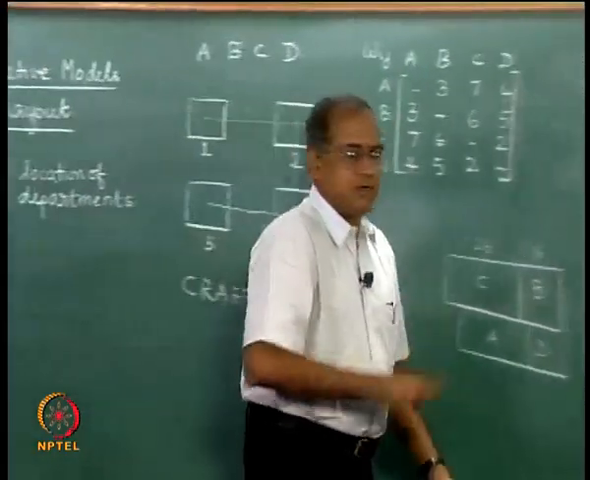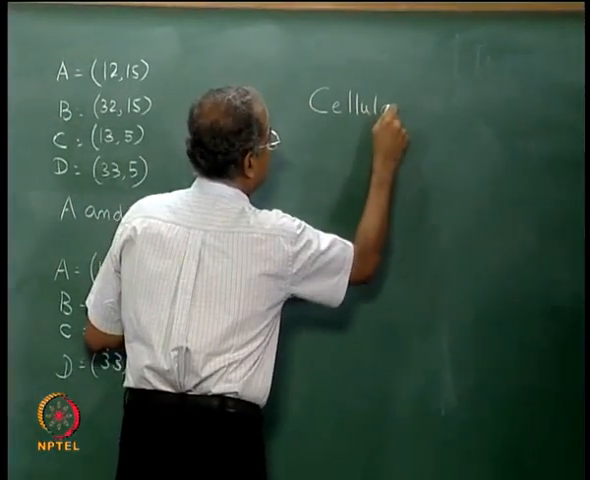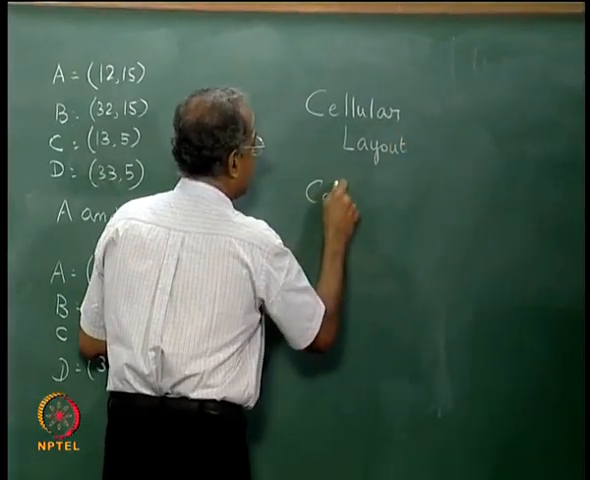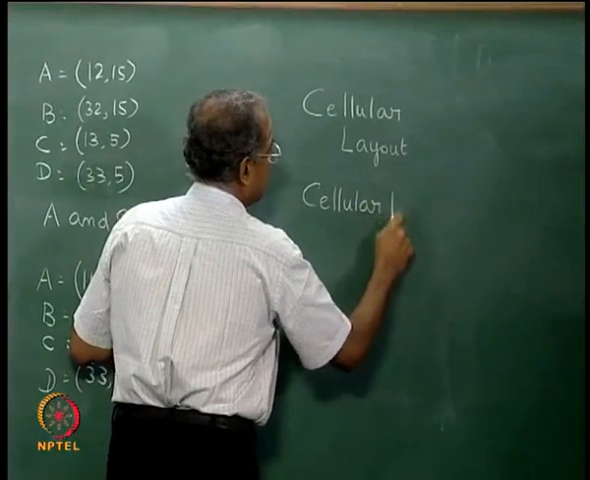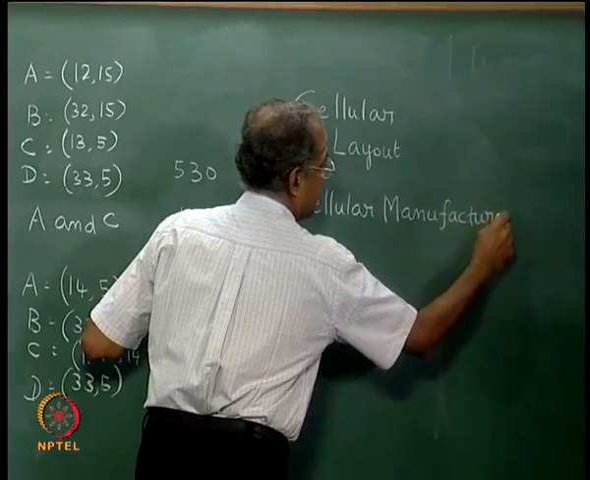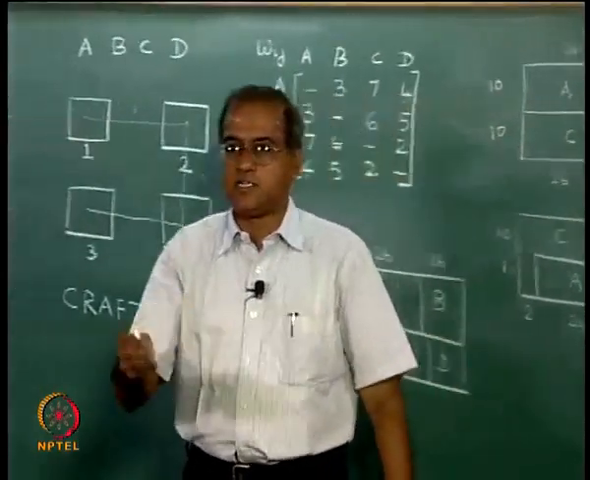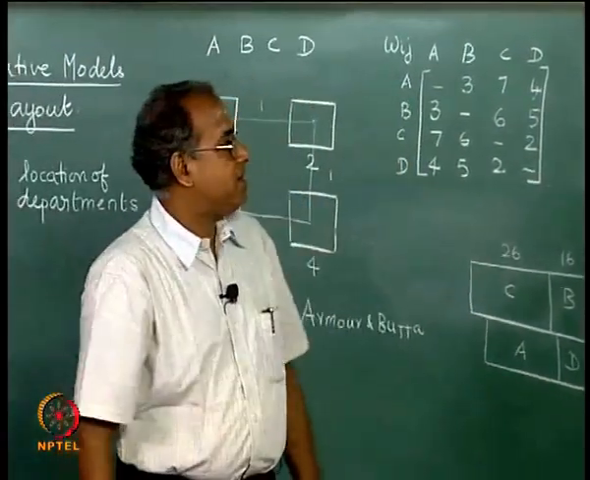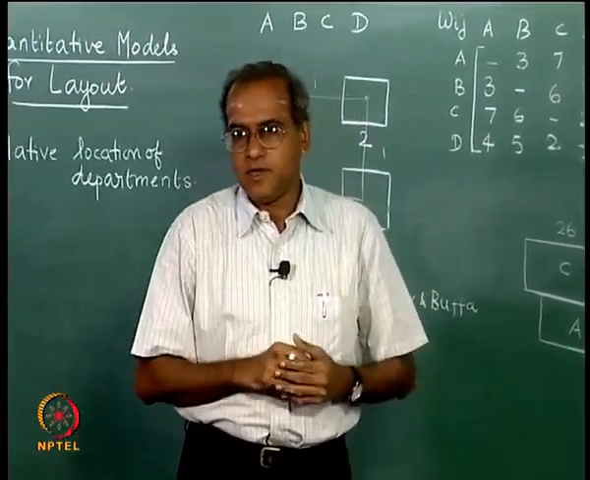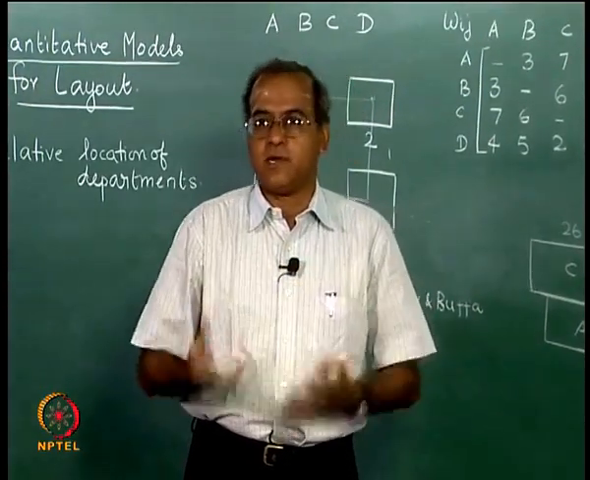Now, much later people moved on to what is called cellular layout, or cellular manufacturing, about which we saw briefly in the introductory lectures to this lecture series, where different machines are grouped together in order to process a set of parts which are called part families.